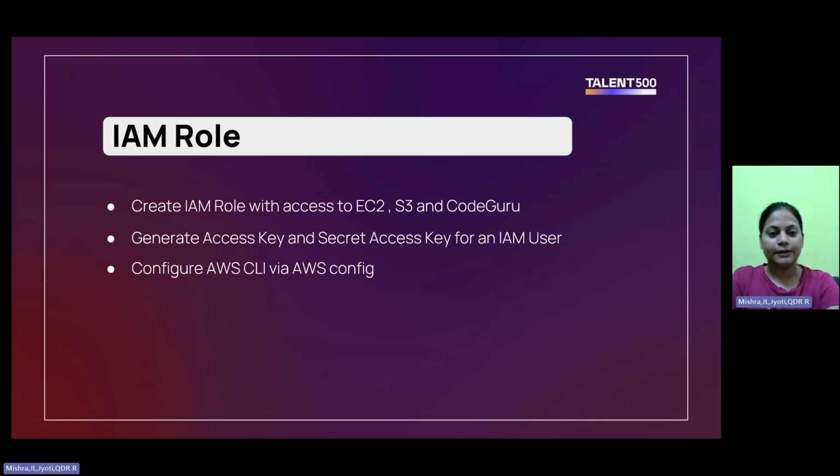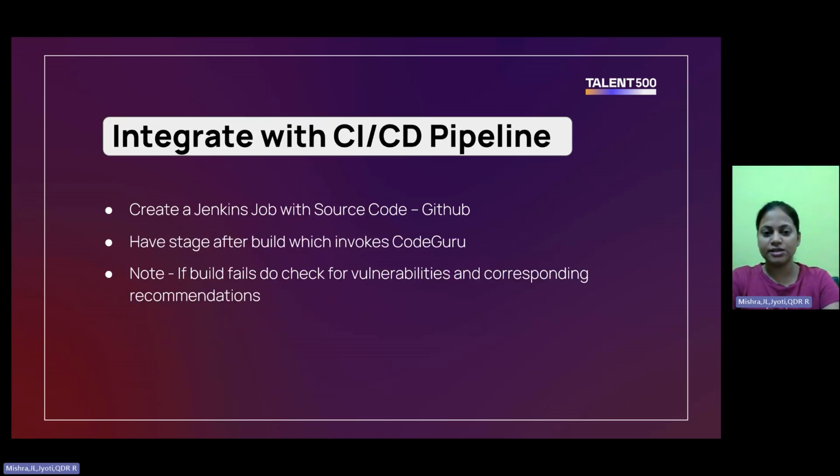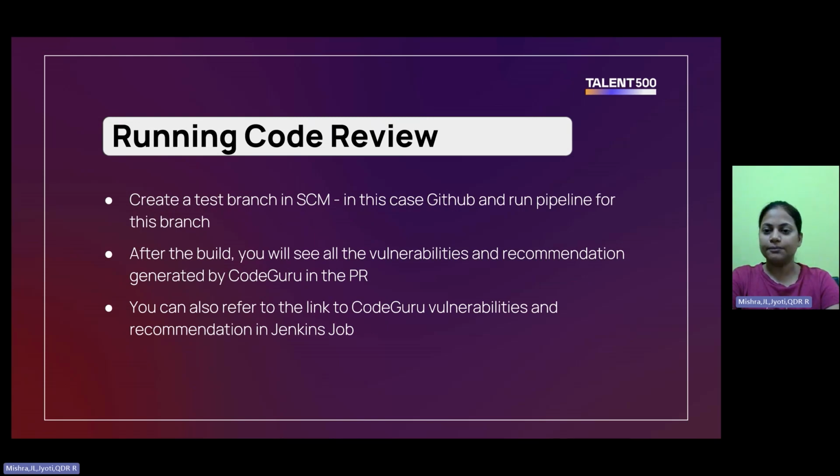You need to create certain IAM roles. I'll show you these roles. We had also discussed these roles, permissions, and policies in our previous session. Then we'll set up our repository and create a Jenkins job. After the build, we want to execute the code review scan. Once the scan is done, you can refer to the link where you will see all the recommendations based on your requirement.